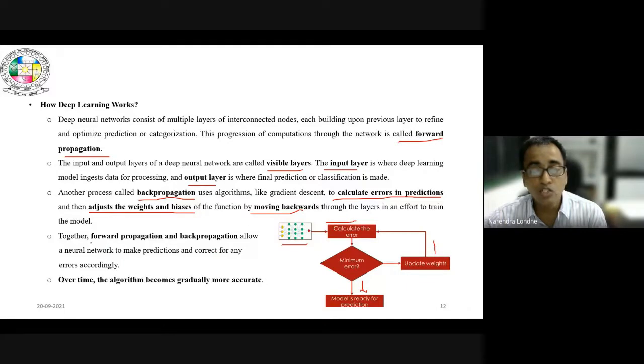So combining forward and backward propagation, you are making the neural network make predictions more correct and precise, based on the error functions, right? So over time, these algorithms become gradually more accurate.